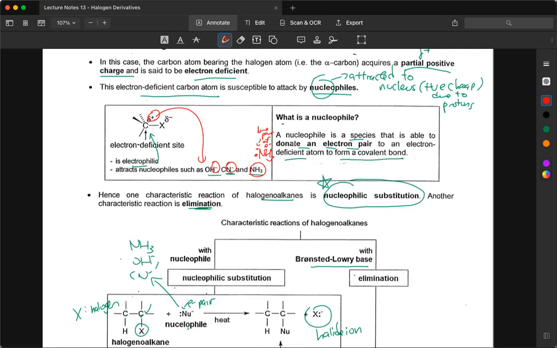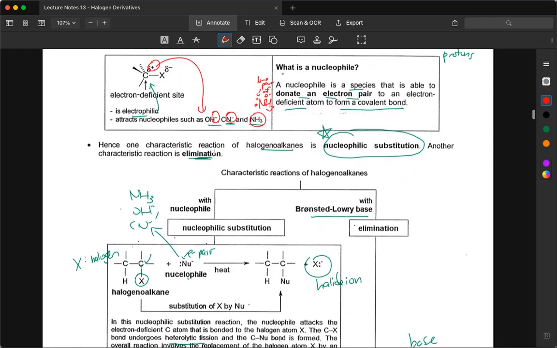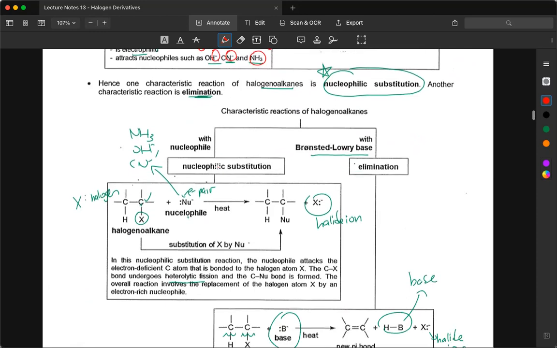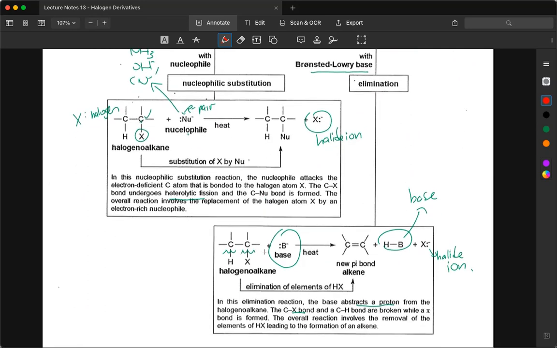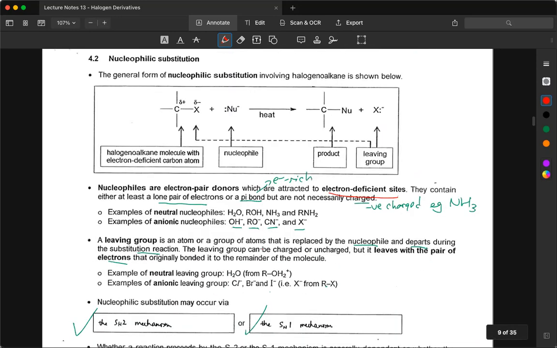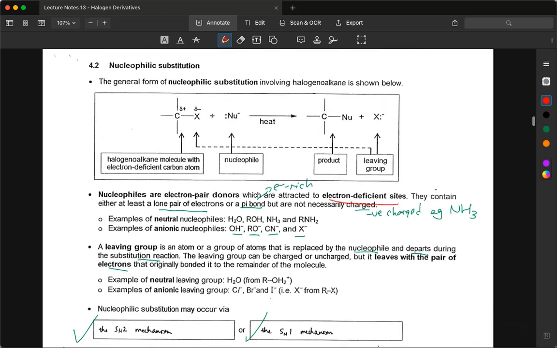A nucleophile is a species that is able to donate an electron pair to an electron deficient atom in order to form a covalent bond. One characteristic of the reactions would be nucleophilic substitution, with the other being elimination. So this is a general flowchart to summarize what nucleophilic substitution is as well as elimination. We shall go into the detail of nucleophilic substitution. The general form of nucleophilic substitution involving halogen alkanes is shown here.